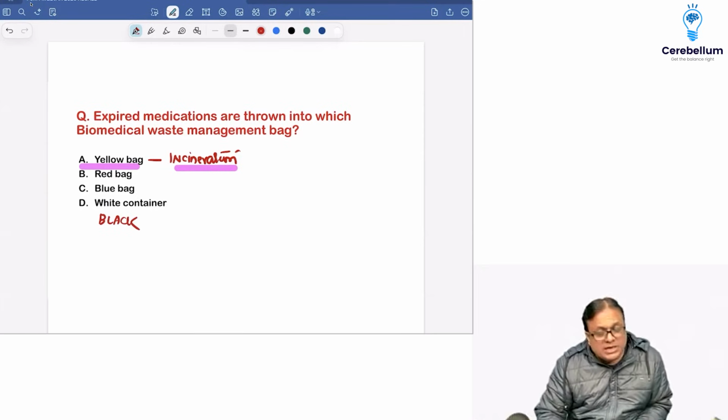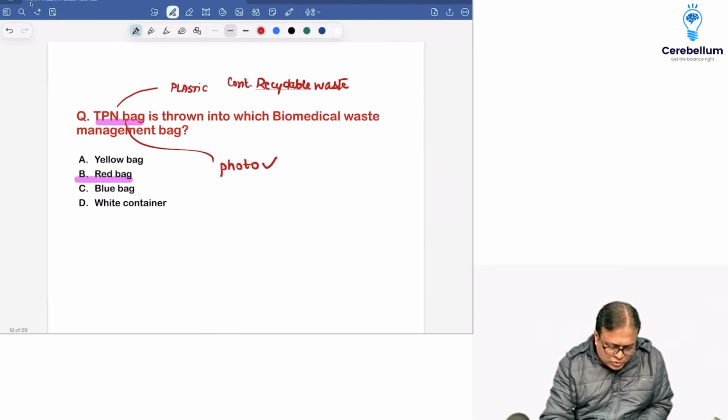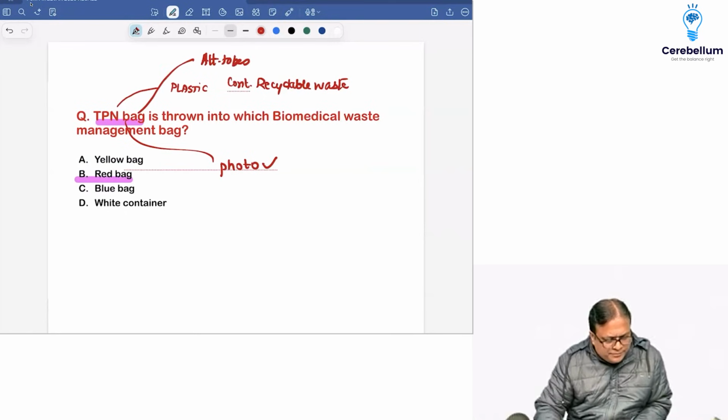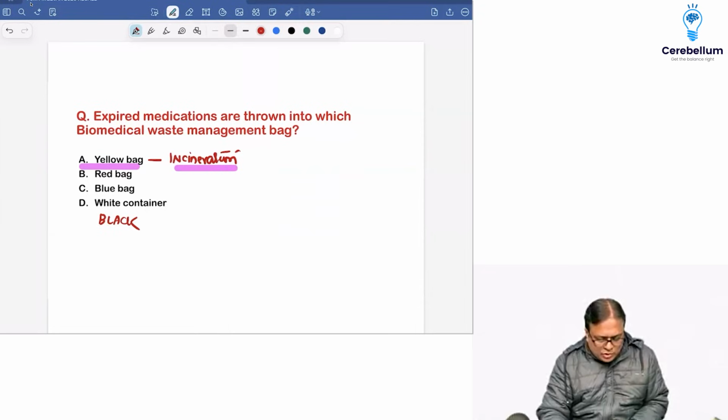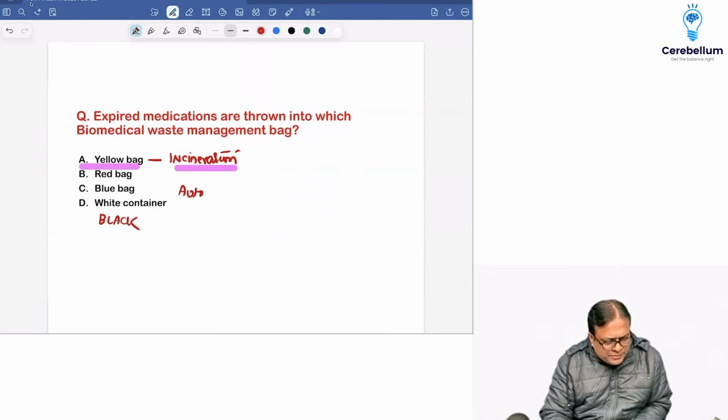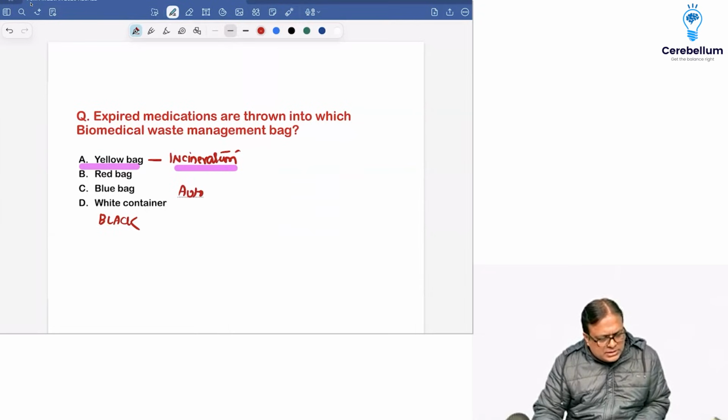TPN with attached tube. One student told me that also. Attached tubes, that I will add. Expired medication treatment is not through autoclave. Autoclave was in one of the choices. Okay. So it is, yes.